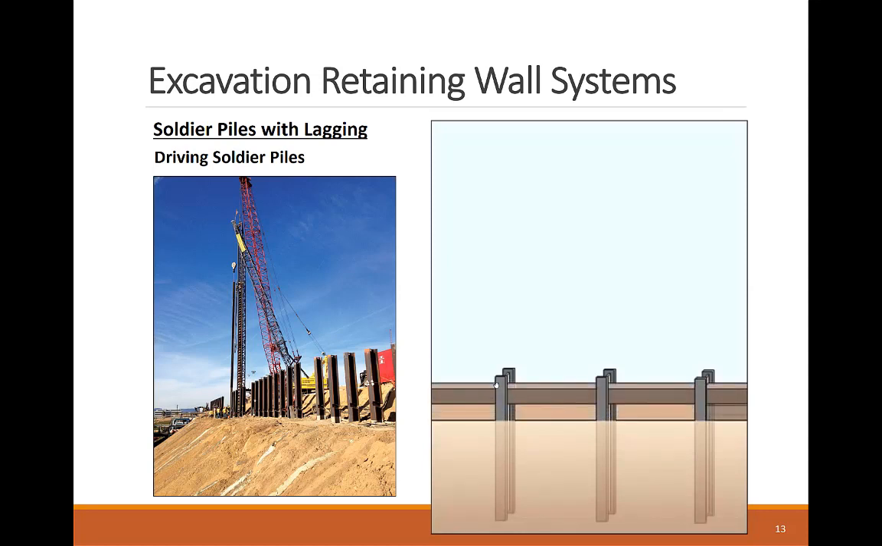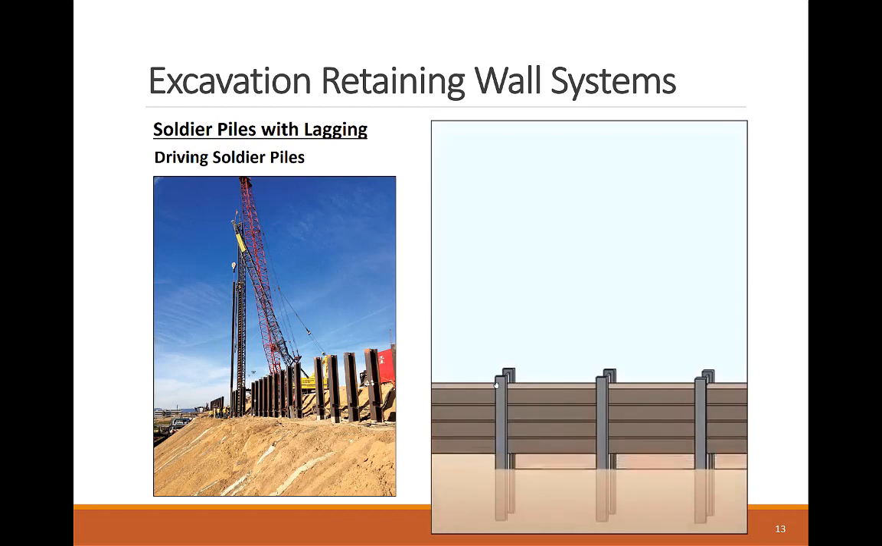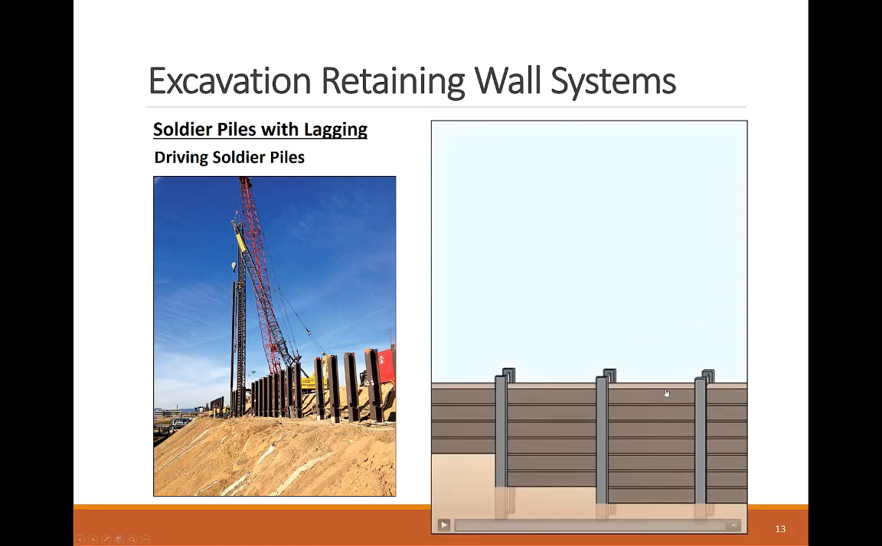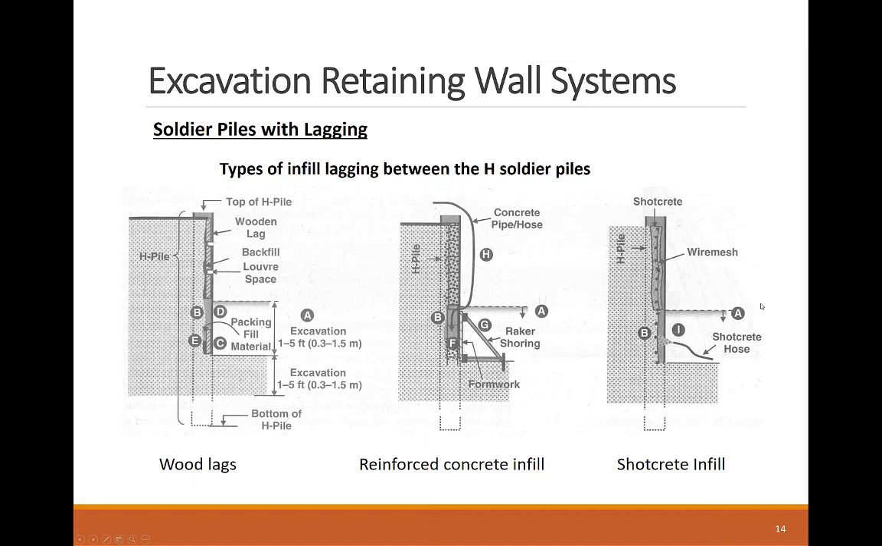And then wood laggings are installed in between. Wood lagging is installed in layers following the soil excavation to hold the created soil vertical load. But wood lagging is not the only way to fill between the piles.